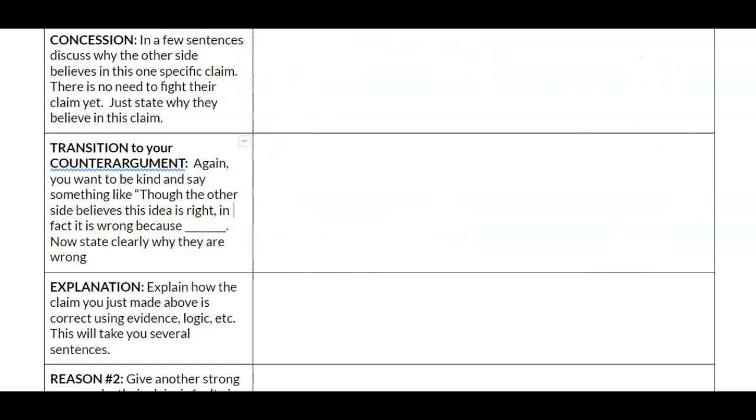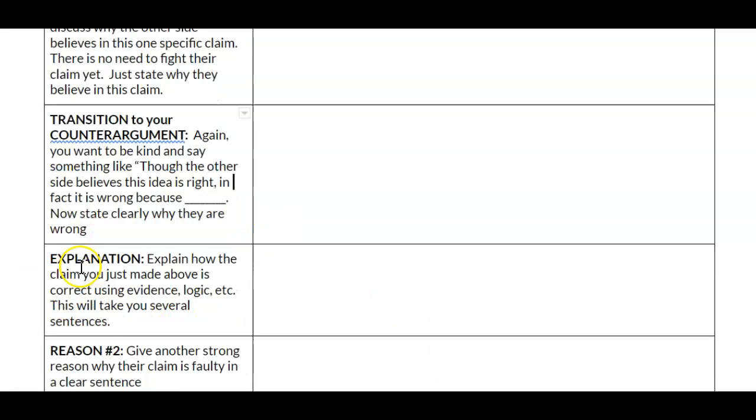And then your explanation, the next box, is where you're going to explain how the claim you just made is correct using evidence. So this could be evidence from your research, facts, statistics, and so forth. It could also be logic, so that's fine. You don't necessarily need a piece of evidence. And this should take you several sentences. So again, the box above, where you're just transitioning to your counter argument, is just going to be a sentence where you point out the flaw in the other side's argument. And here's where you're going to do a deep dive into that flaw.